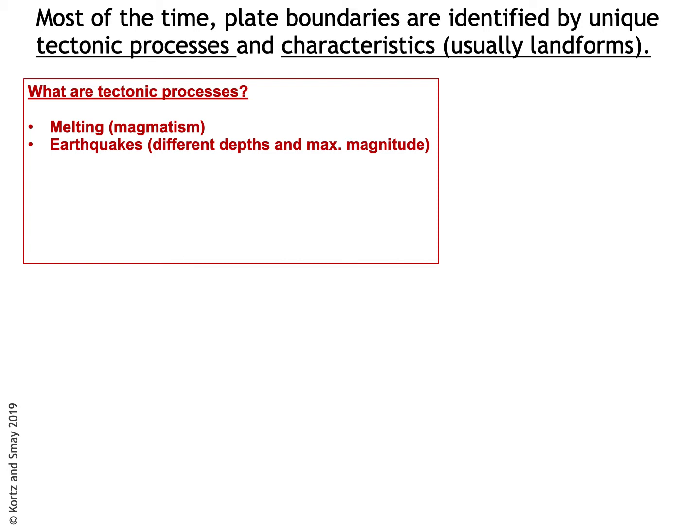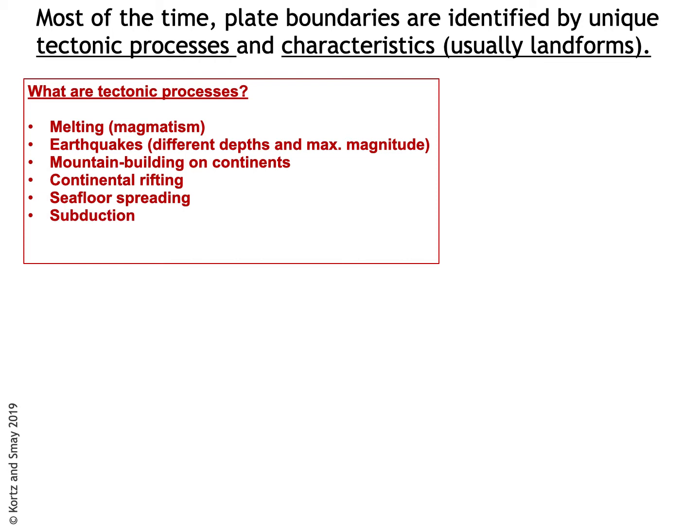A third tectonic process would be mountain building, and we refer to this primarily on continents, so on land is the way it's sometimes called. Continental rifting. Rifting means pulling apart, so rifting on continents. Seafloor spreading, the seafloor actually spreading apart in certain locations. Subduction, you probably know the definition of this already, and we'll review it later as well.